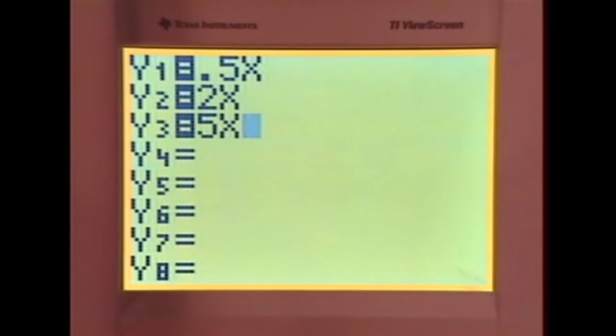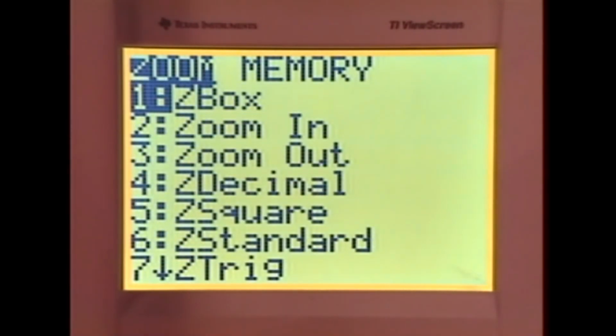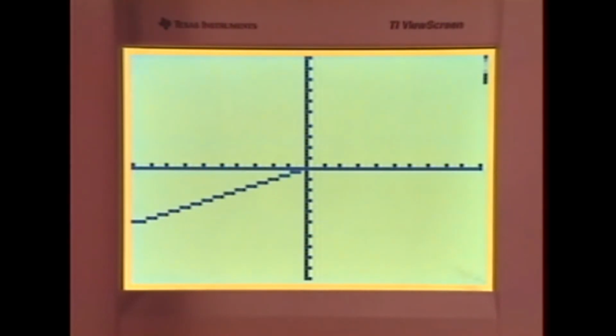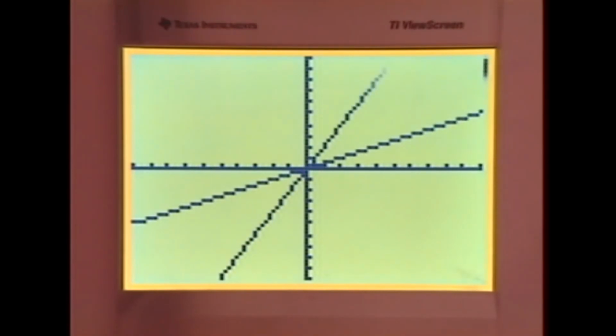Let's now graph it. The window that we can use when we don't want to bother with it, we can always go to Zoom and pick the standard, which is number 6. And that's the standard window we've seen several times. So as we pick that standard window, there's the first, there's the second, and there's the third function. Well, we notice several things.